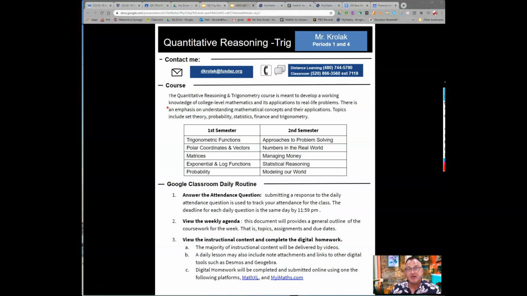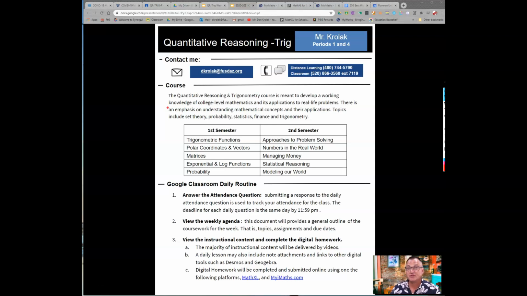So the phrase quantitative reasoning, if you break it down, quantitative just refers to numbers. Reasoning is thinking or using logic. So it's basically the combination of those two things. It comes down to using mathematics to analyze a situation or a real-life application.